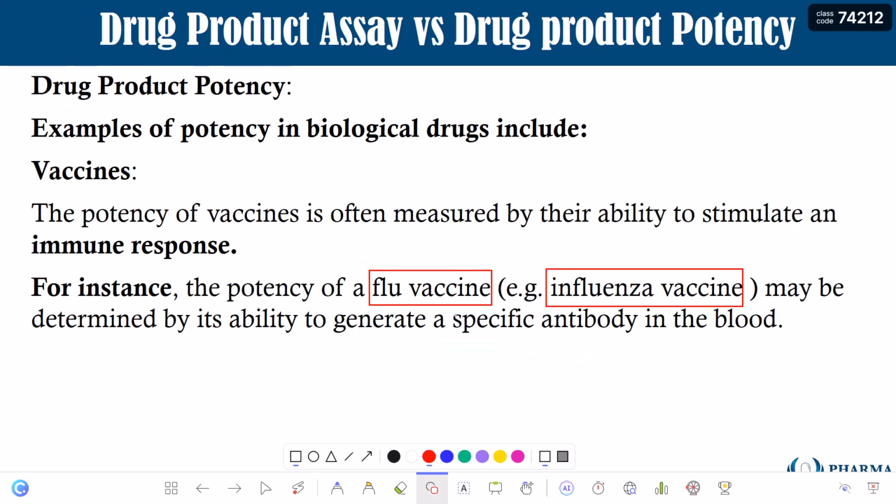Let us now talk about the vaccines. How can the potency of vaccines be determined? The potency of a vaccine is often measured by its ability to stimulate an immune response, how our body is going to respond to an outside threat, maybe a disease. For instance, the potency of flu vaccines, for example influenza vaccines, may be determined by its ability to generate a specific antibody in the blood.